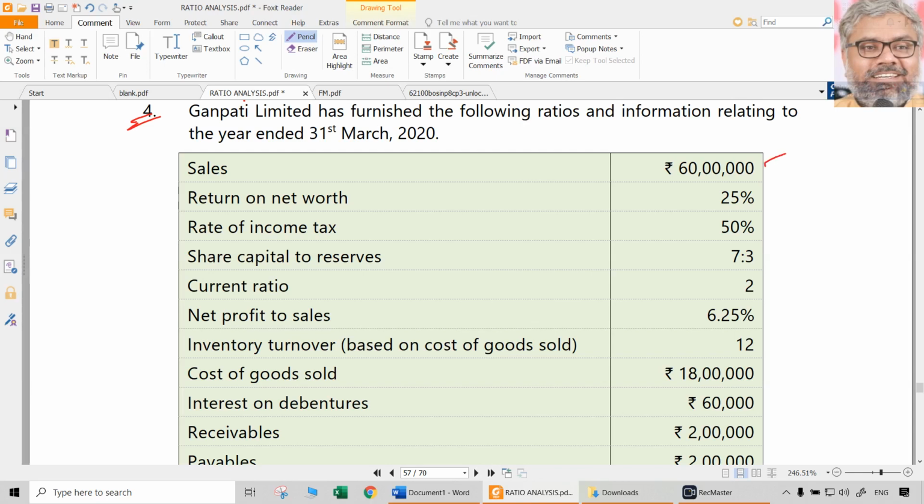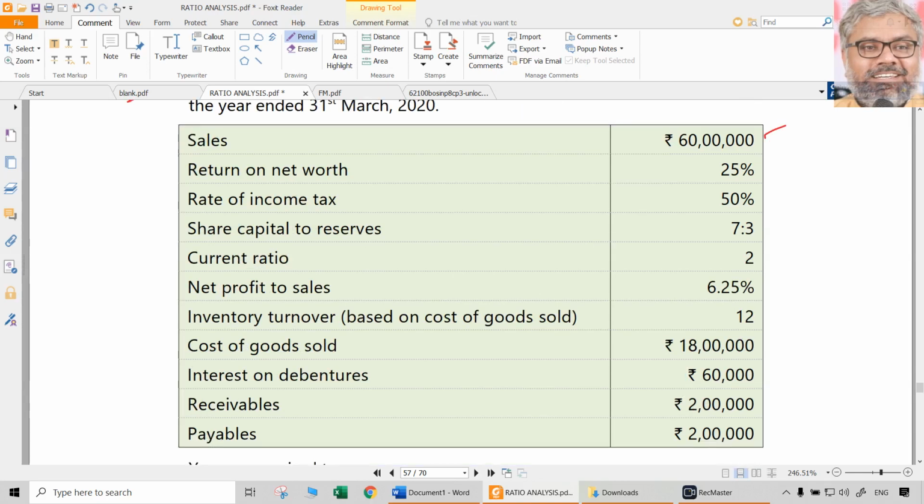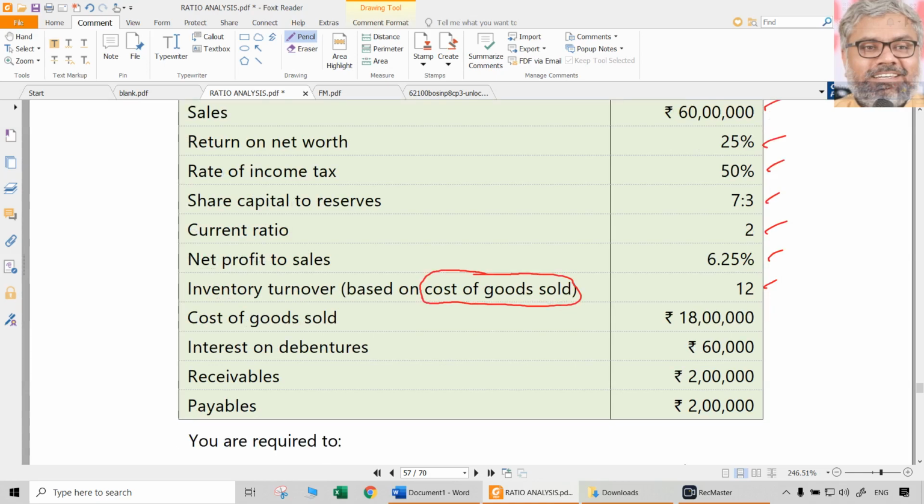Sales is given already, 60 lakhs. Return on net worth is given. Rate of income tax is given. Share capital to reserves is given. Current ratio is given. Net profit to sales is given. Inventory turnover based on cost of goods sold, which is normal. So for just clearing it without any ambiguity, it's clearly mentioned that inventory turnover is 12 times.